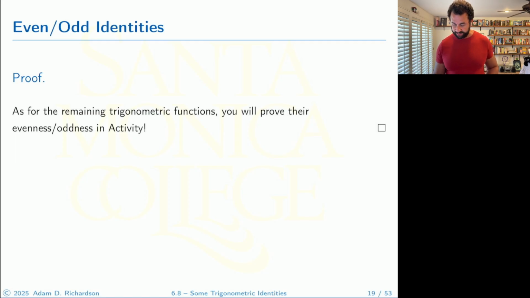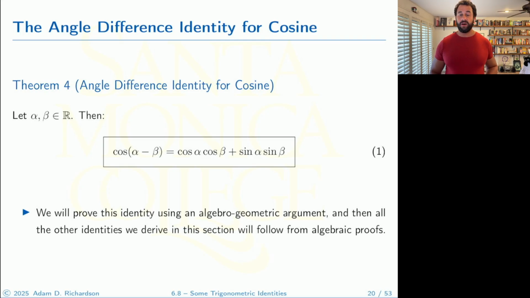So I'll save those for later. All right. Now, let's talk about a whole bunch of identities. All right, here we go. We're going to start with the angle difference identity for cosine.